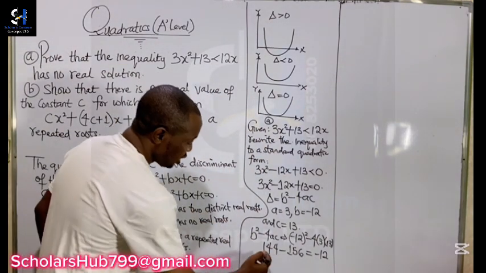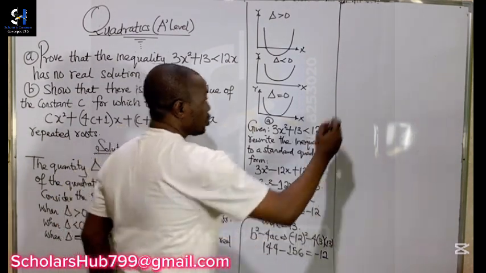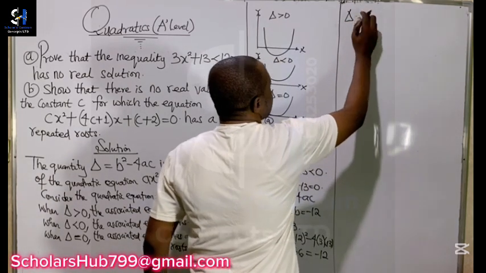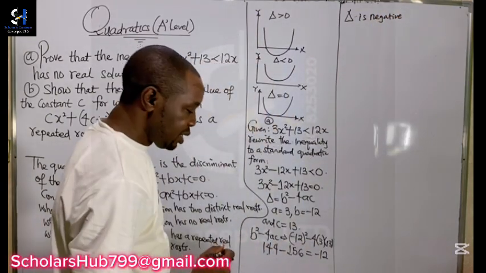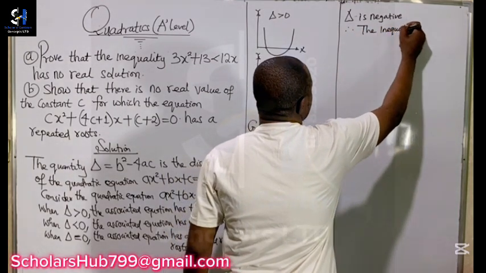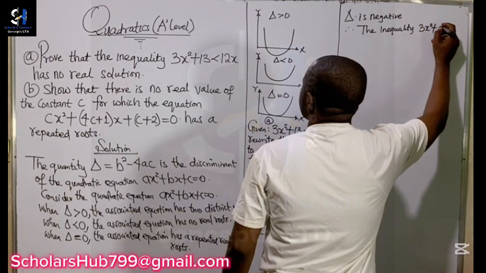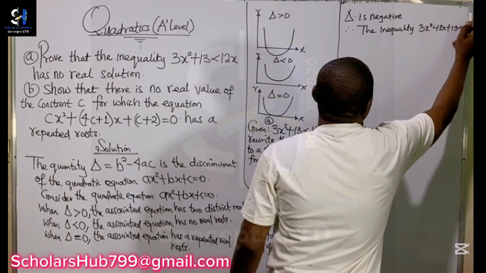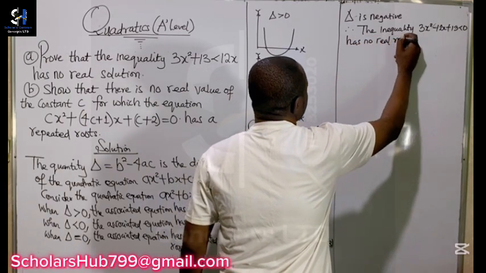So we can see here that the discriminant is negative. Therefore, the inequality 3x squared minus 12x plus 13 less than 0 has no real roots.